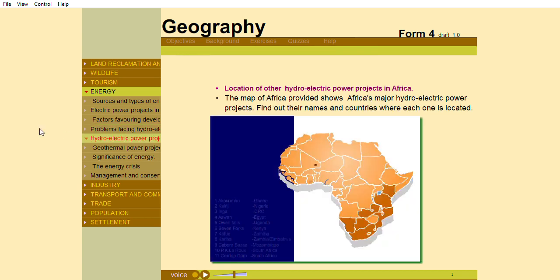Hydroelectric power projects. The map of Africa provided shows Africa's major hydroelectric power projects. Find out their names and countries where each one is located.